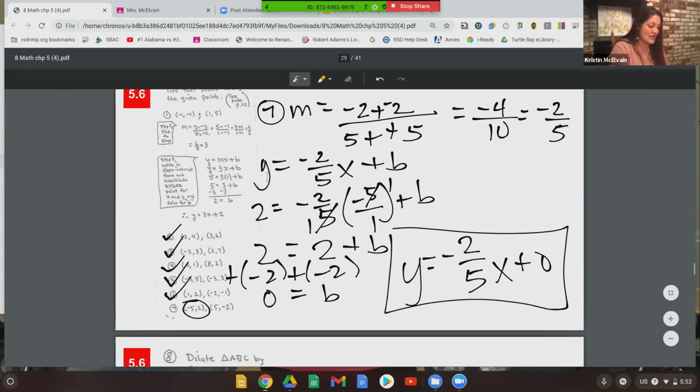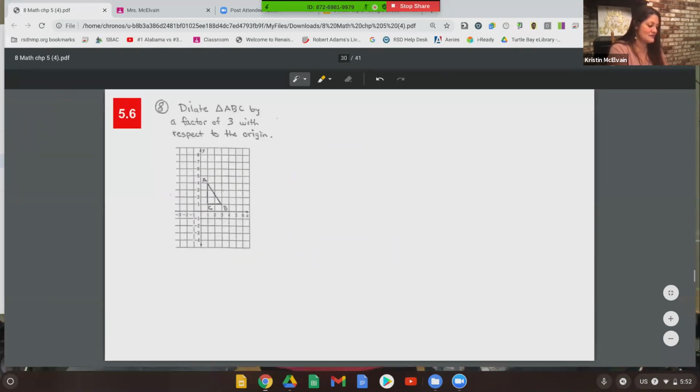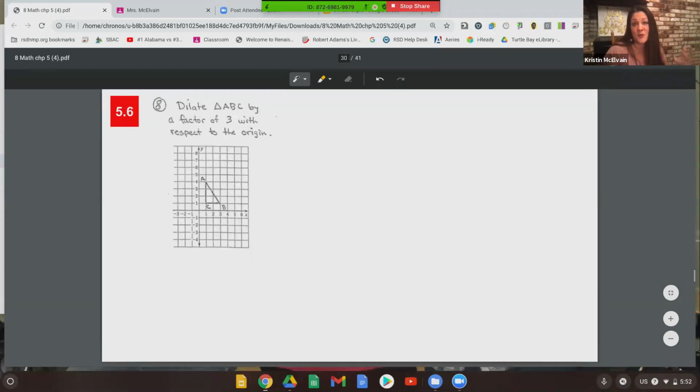All right, now going on to number 8. This is not the first time we've done it, but it's been a while since we've done a dilation. So we talked about dilation. It's like if you go to the eye doctor, and they put the drops in your eyes and it makes your pupils dilate or get bigger.